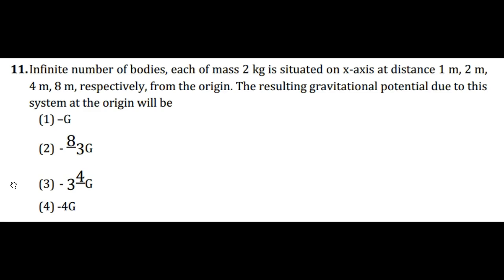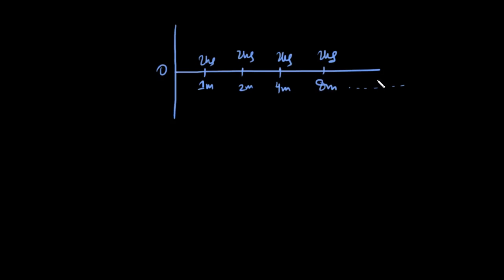Moving on, we have an infinite number of bodies, each of mass 2 kg, situated on the x-axis at distances 1 meter, 2 meter, 4 meter, 8 meter respectively from the origin. We have to find the resulting gravitational potential due to this system at the origin. So this is the figure. This is the origin and these are the masses, all 2 kg, and this goes on to infinity. The first mass is at 1 meter, the second at 2, the third at 4 and the fourth at 8. So we have to find the potential.